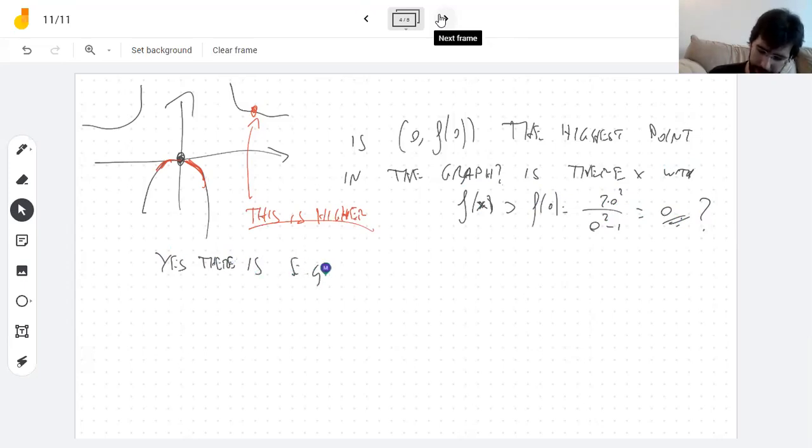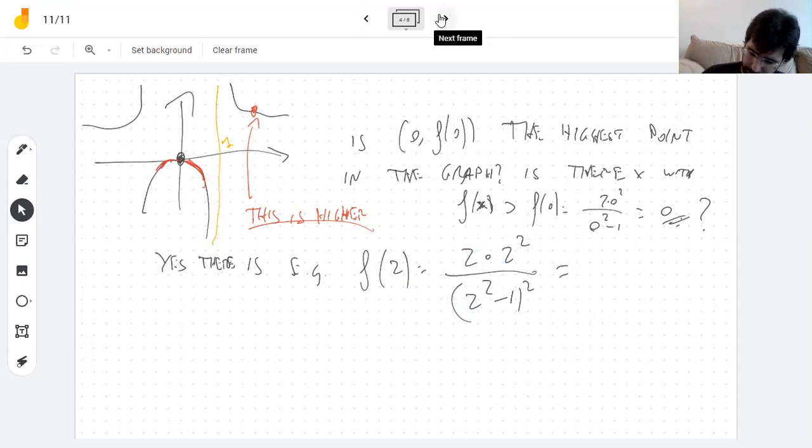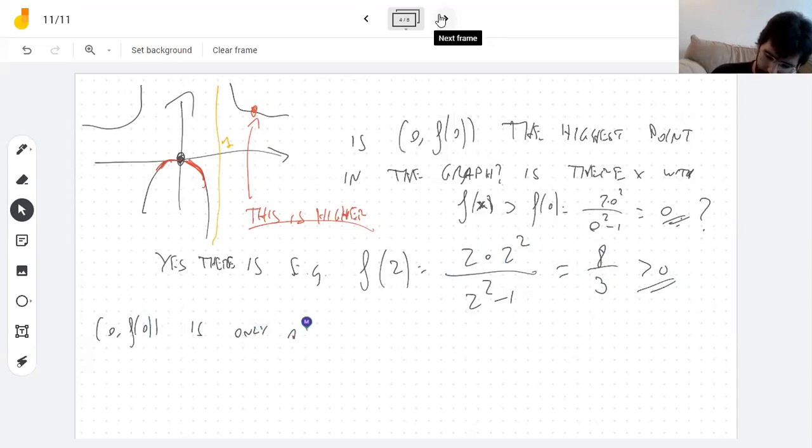But you pick anything bigger than one, and it looks like it's gonna be, remember this was x equals one. So f of two is two times two squared divided by two squared minus one squared. This is a positive number. No, not squared. Still a positive number, 8/3. So zero, this point is only a relative max. There you go.